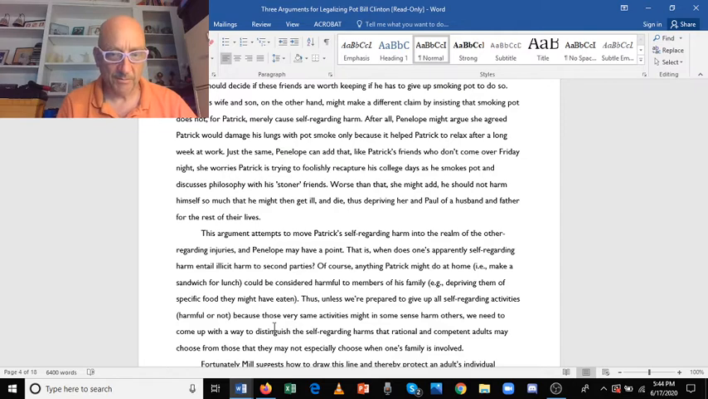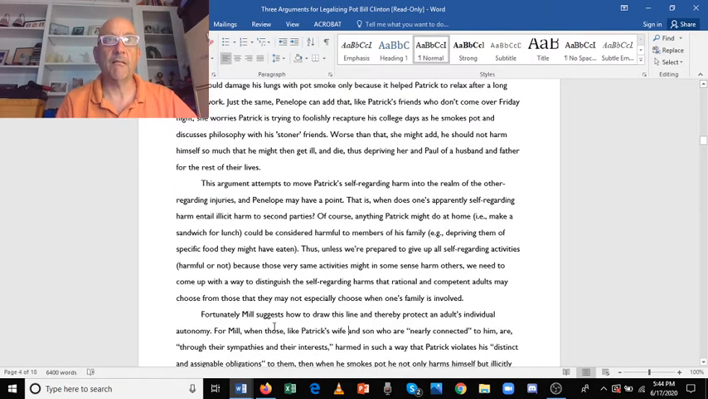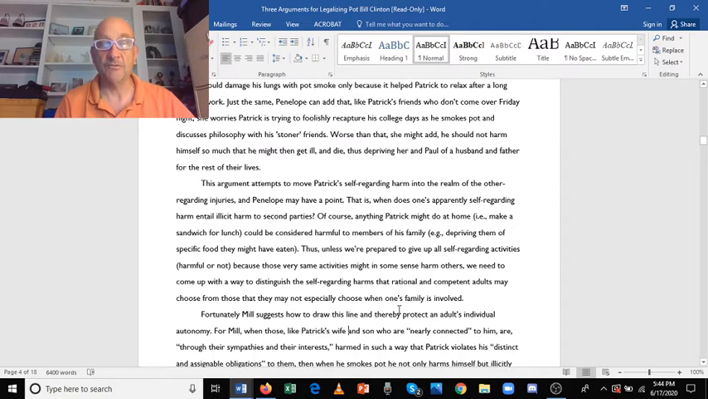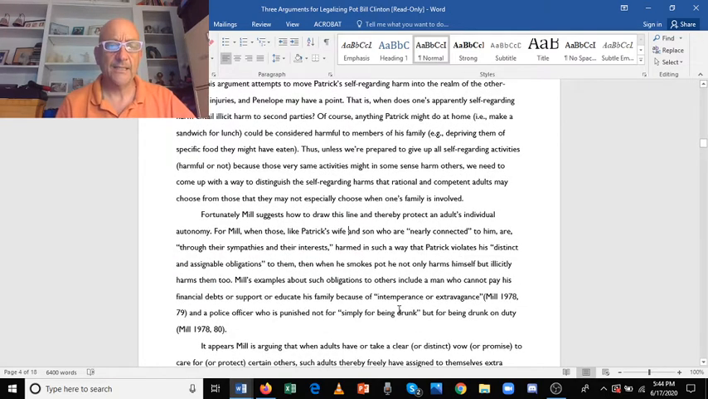Anything Patrick does could harm himself and therefore harm his wife and kids, right? But there might be a difference between I have an occasional sandwich that's harmful to me, so my spouse gets to say, hey, back off, and every Friday night smoking pot on the back deck. So this is the way he did it.